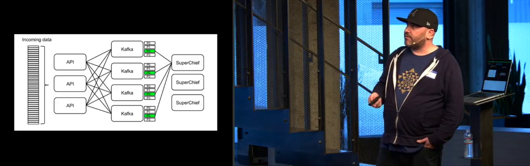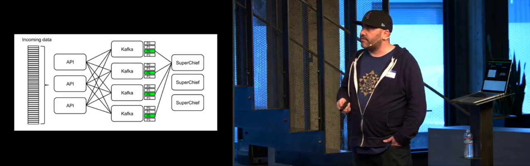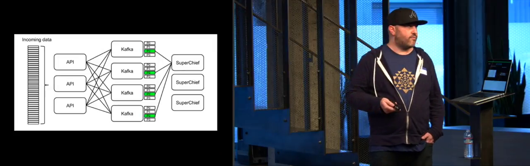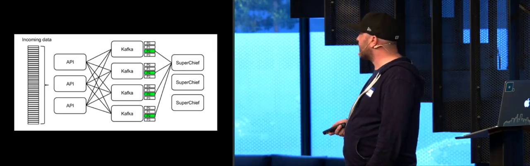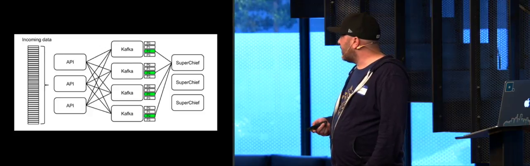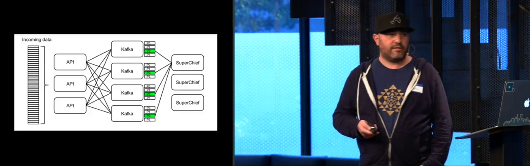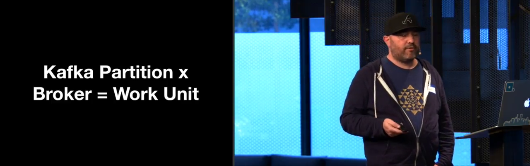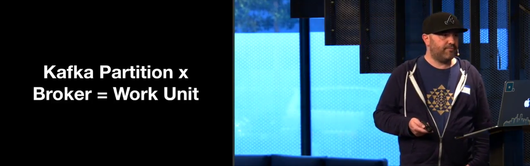In this case, if I have a metric coming in, it hashes to partition 2. If a Kafka node dies, the API just writes to partition 2 on the next Kafka node, and that is consumed by an instance of SuperChief. So the partitions times the brokers in the cluster equals work units.